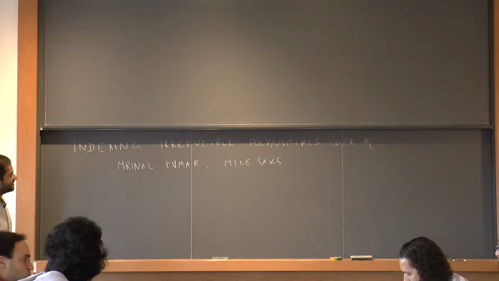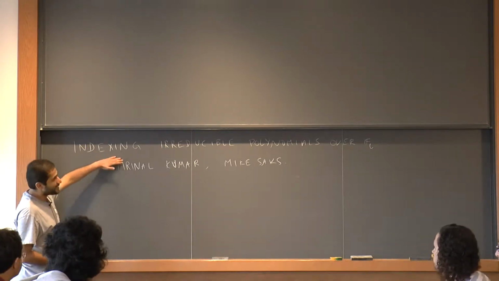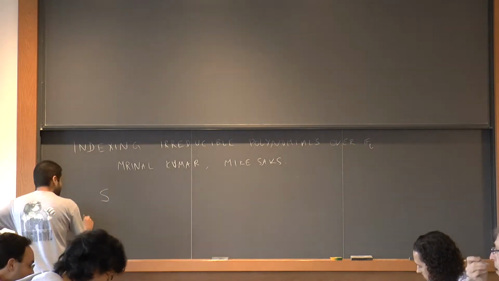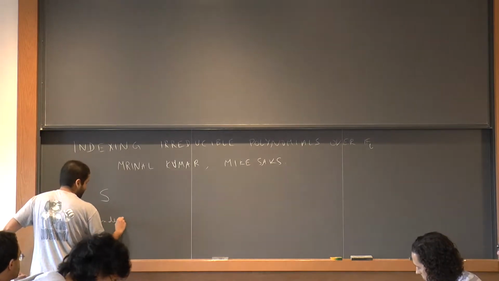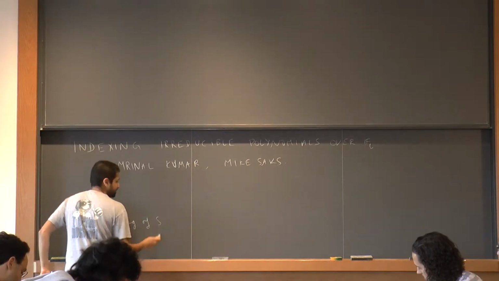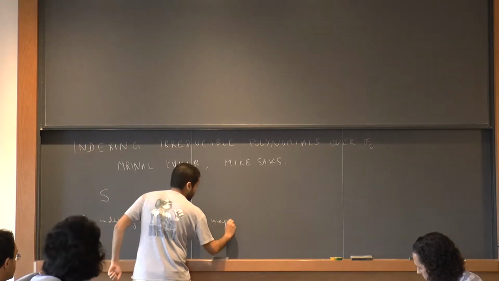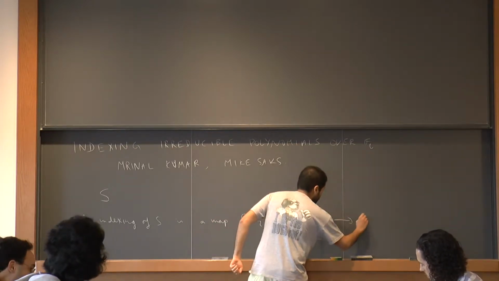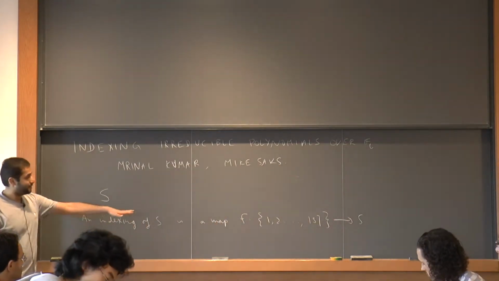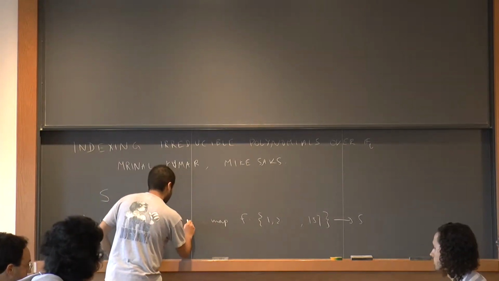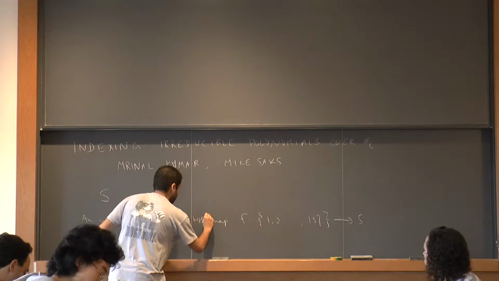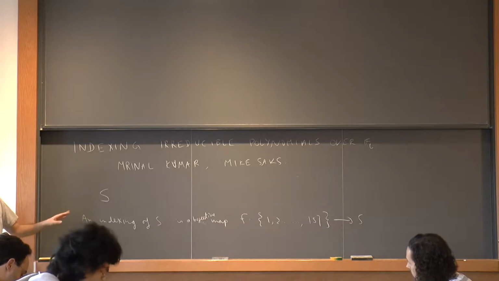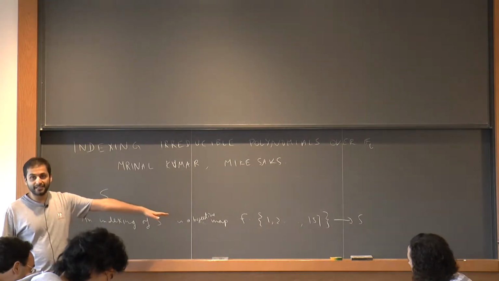Let me just say it very compactly. So I'll tell you what indexing a set means. I have a set S. An indexing of S is a map F from 1 up to the size of S to S. Just any map, a bijective map. It's just some arbitrary bijection between the set 1 up to the size of S and the set S.